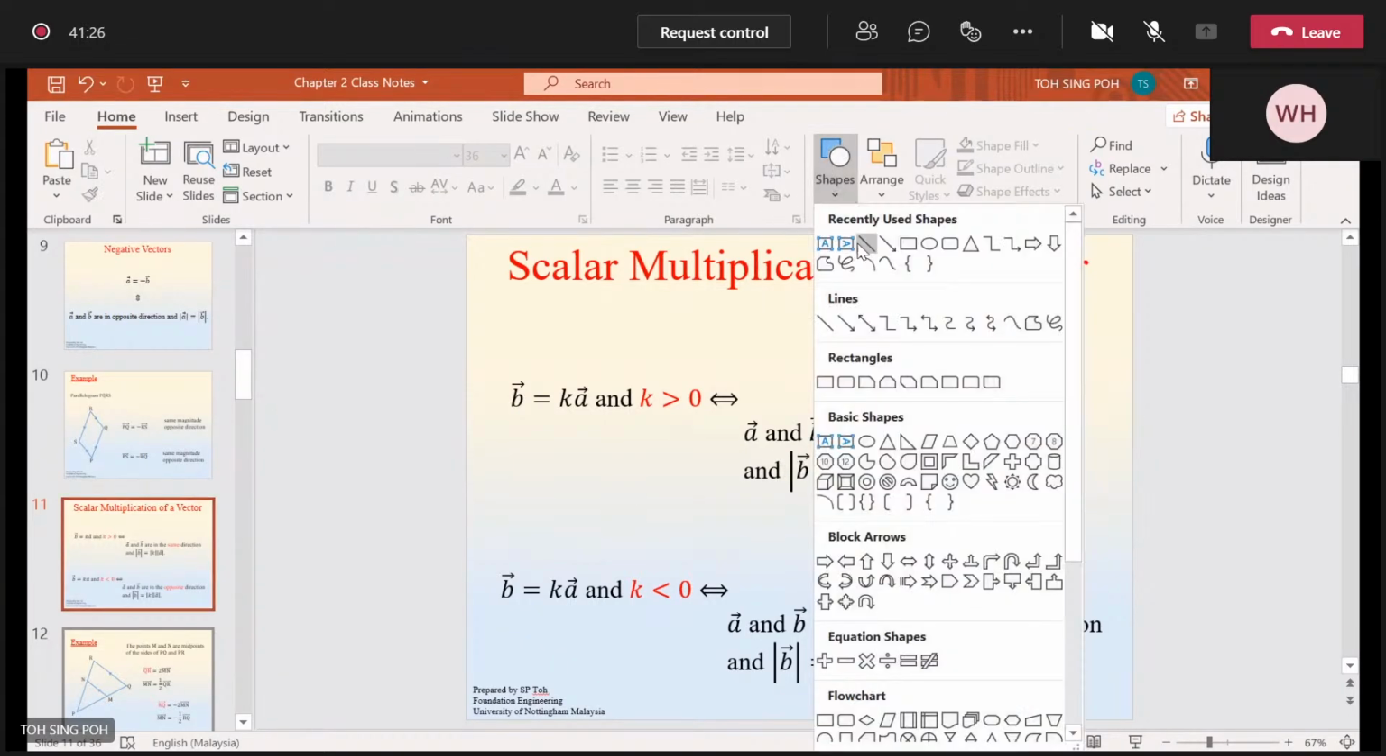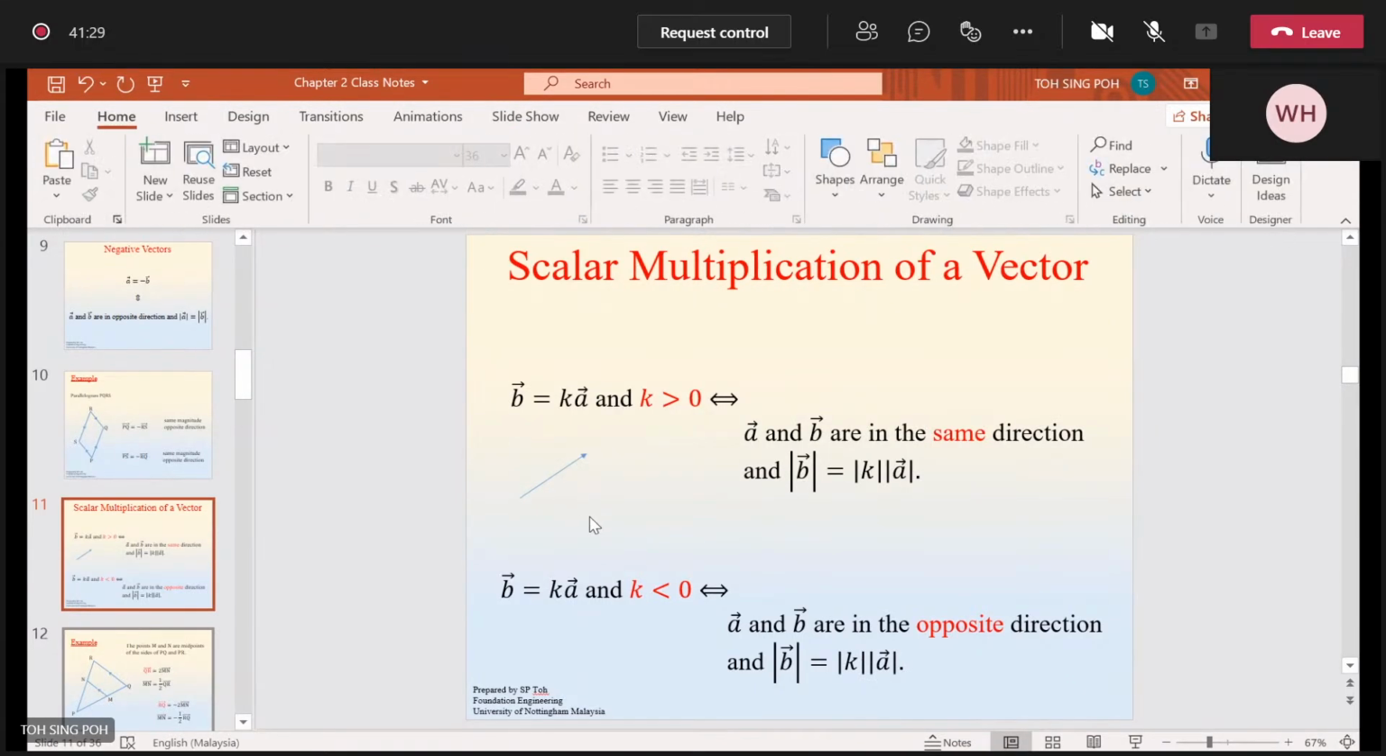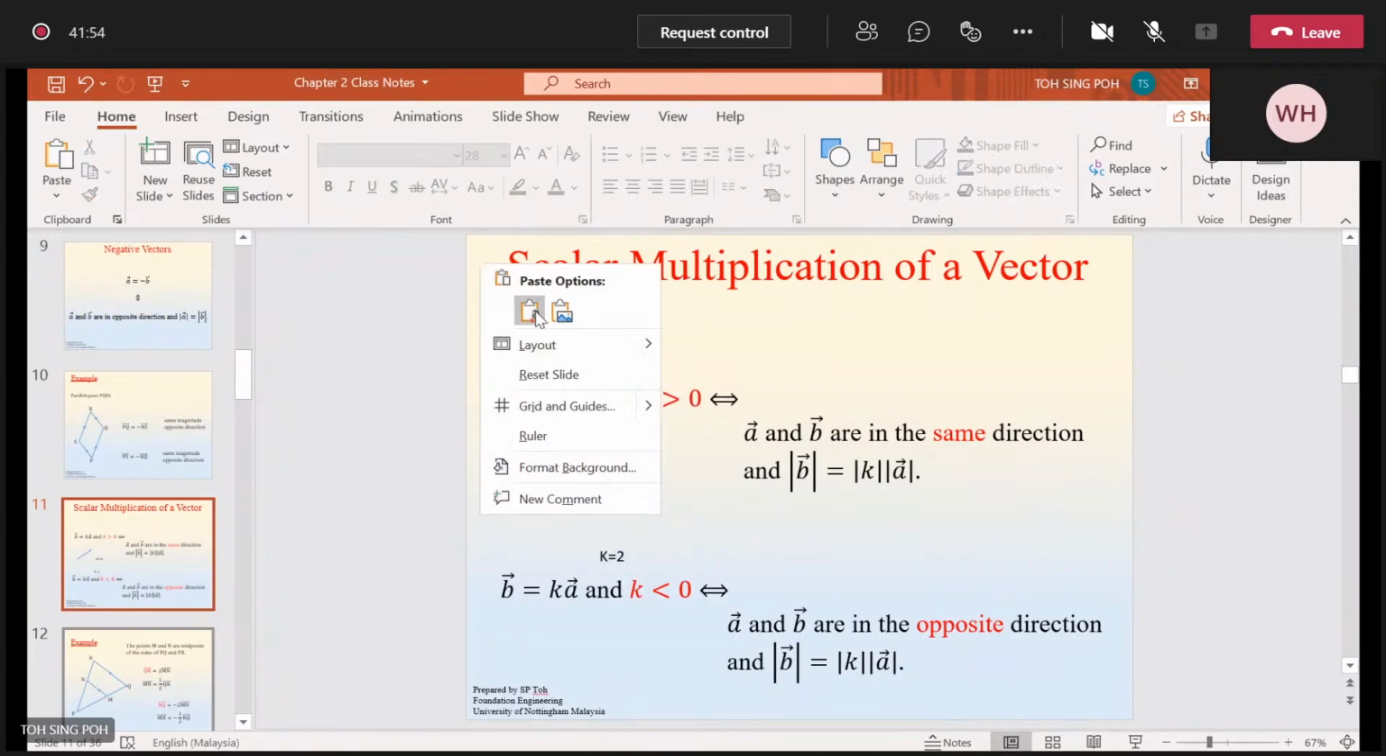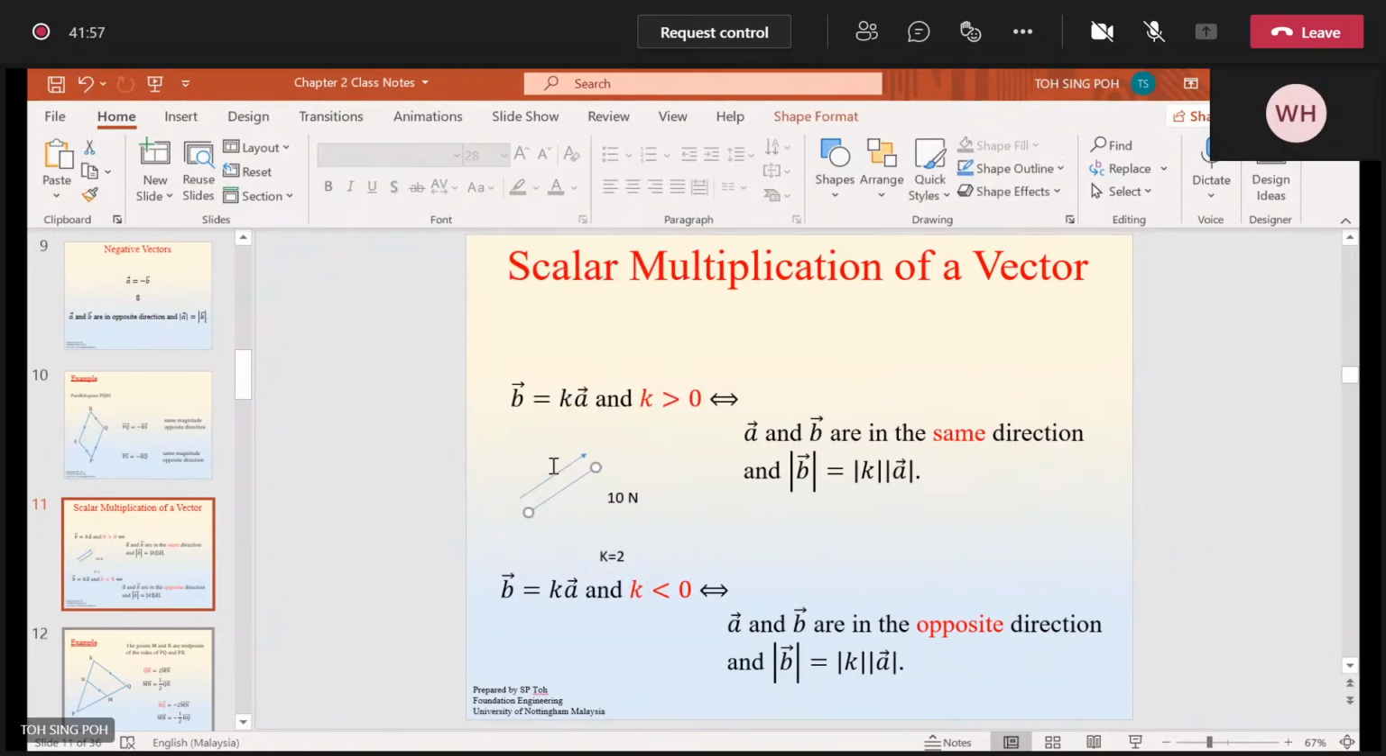For example, let me give you an example. Let's say you have a vector A. Let's say vector A is 10 units, 10 Newton, pointing in this direction, 45 degrees. Now, if you multiply with a number K equal to 2, the effect is that vector A is stretched by 2 times. It will become 20 Newton, but the direction won't change.